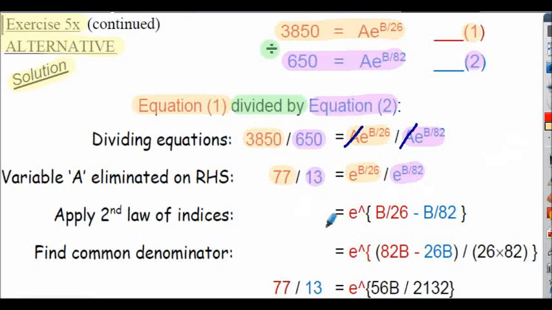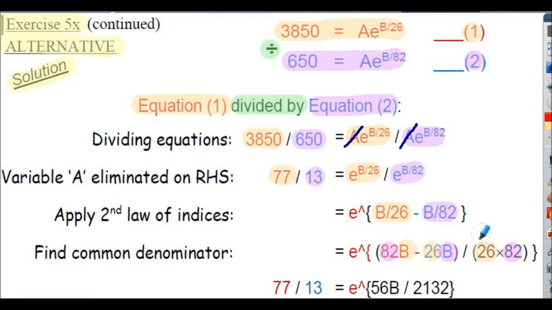On the next line I've applied the second law of indices here. We're dividing the same bases, the base is e, so that means we subtract the indices. And I've just shown it in a slightly more enlarged format here. So we still have e to the power of b divided by 26, but now we're subtracting b divided by 82. On the next line we've used a common denominator, so to find the common denominator it's 26 times 82, so our top line becomes 82b minus 26b.